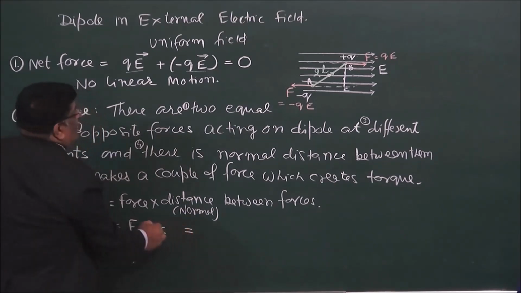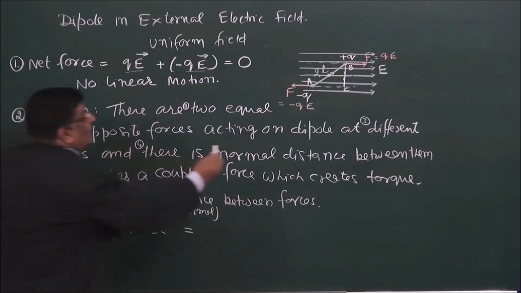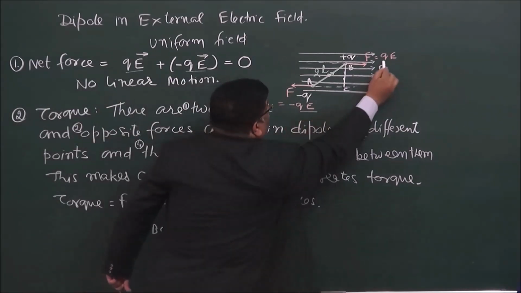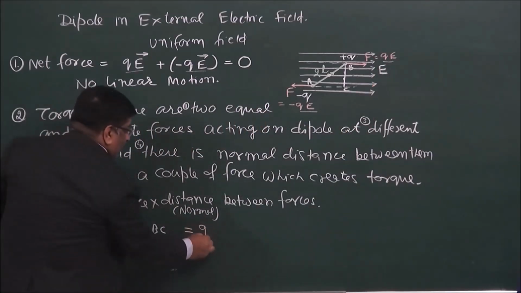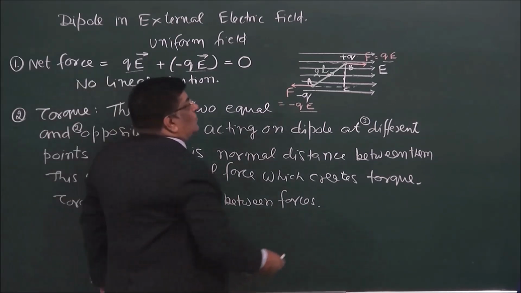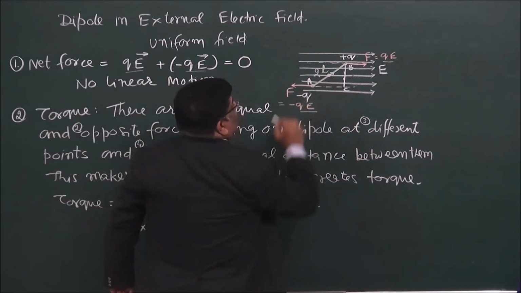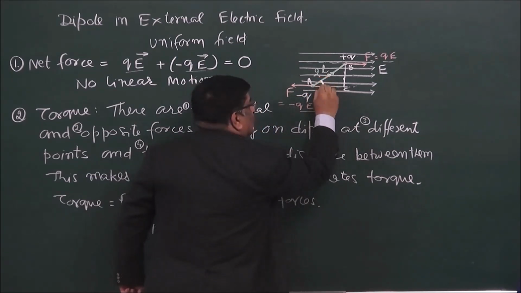Now, we know the force at both the points has a magnitude equal to QE. So we write here force as QE. This BC we want to convert in the form of 2L. So we create an angle, this.